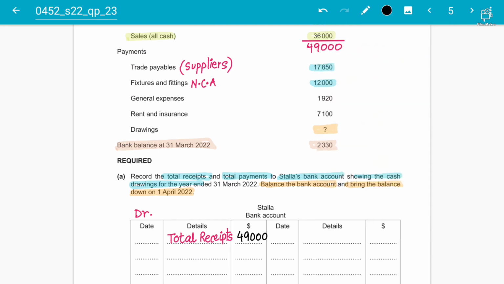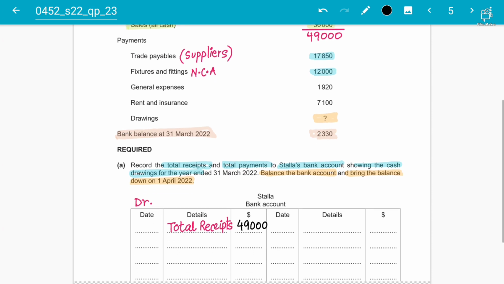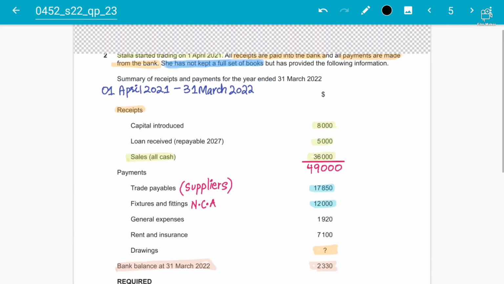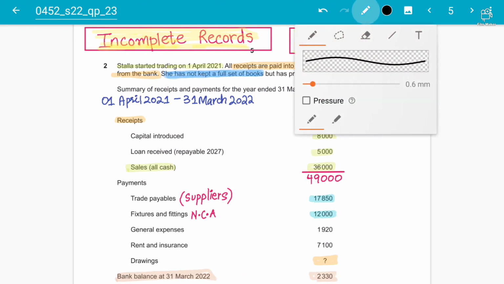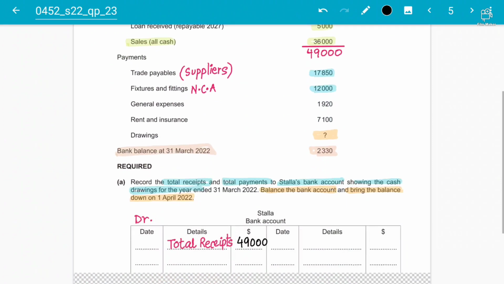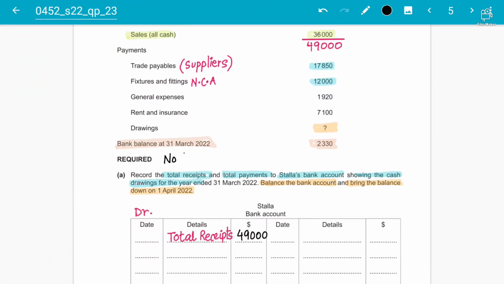Okay, and because there is no introduction balance, because this is the first year students, that is why there is no balance brought down. Okay, I'll repeat my point. Because this is the starting year for Stella, the sole trader, it's the first year, so there will be no balance brought down. Okay, let me write down this point as well for students who know past papers. No opening balance for Stella, because this is her first year. So first year don't have any opening balances.